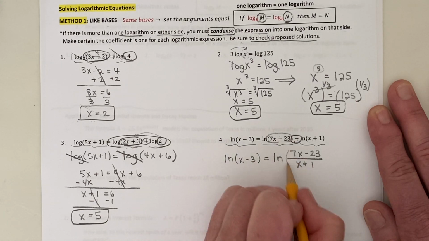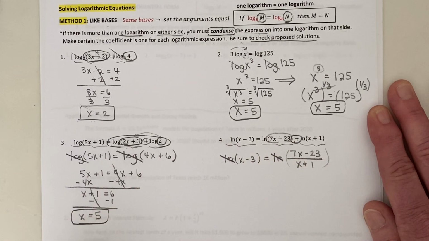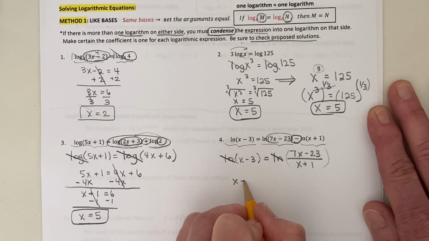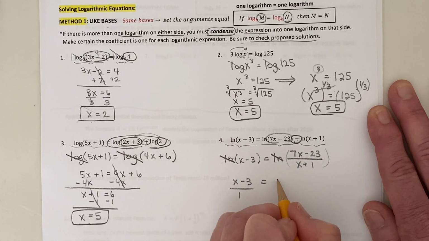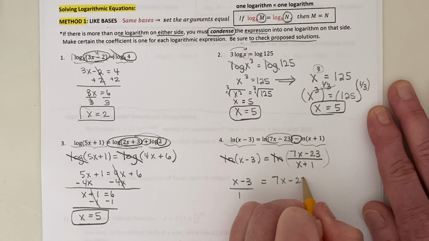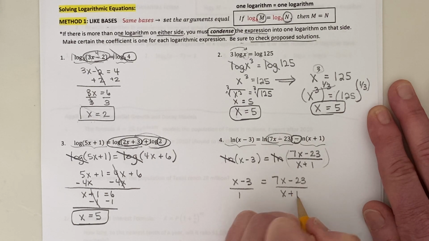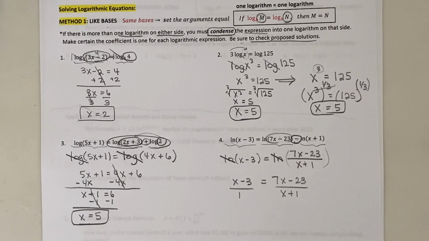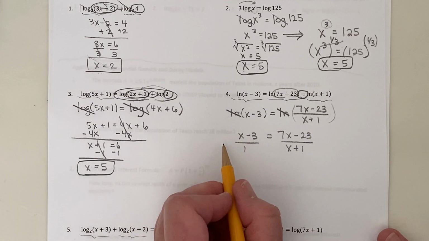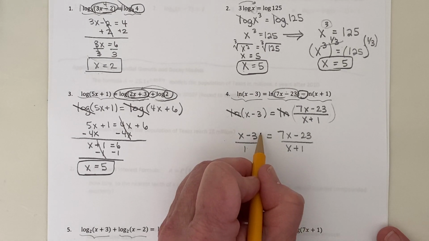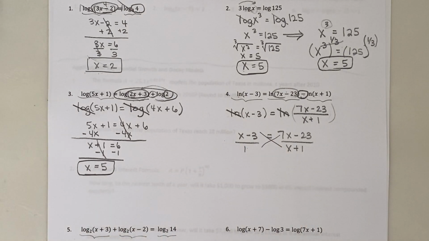I have 1 log on both sides of the equation. Let's remove them. I'm going to set x minus 3 equal to this fraction. So let's go ahead and make x minus 3 a fraction. The strategy to solve this mathematically, for me, you can multiply both sides of this equation by x plus 1. Another strategy is I'm just going to cross multiply.